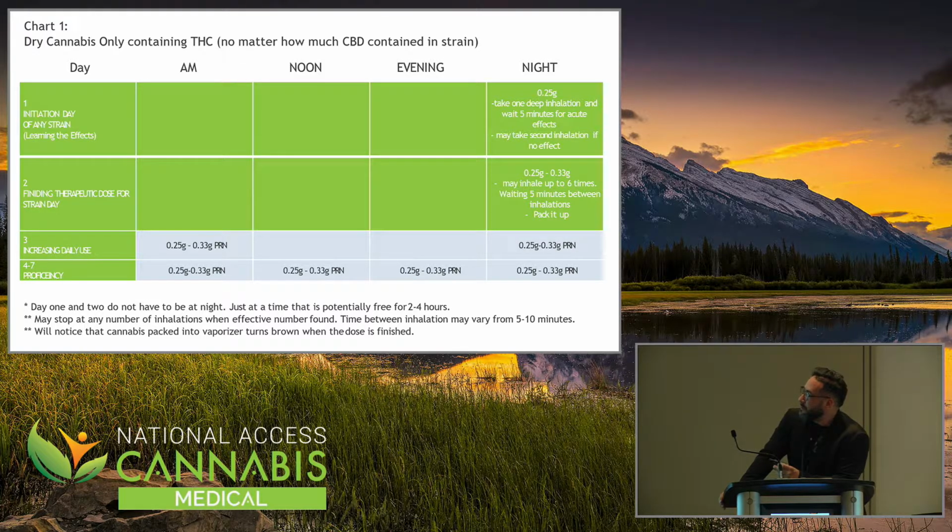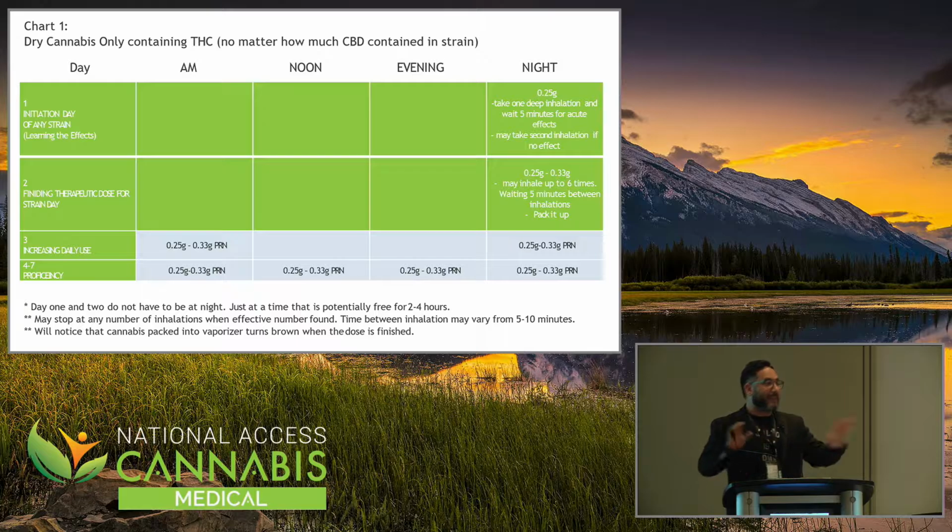So the chamber's filled with 0.25 of a gram, because that's all that fits in the chamber anyways. Take one deep inhalation and wait 5 minutes for acute effects to onset. That's usually what it is. If it doesn't work after 5 minutes, take a second inhalation, okay? And then wait. That's it for night one. This is called the Price Protocol for the initiation of the naive patient, right? When I say naive, I mean the receptor naive patient. So 2 inhalations day one, that's all they're going to do.